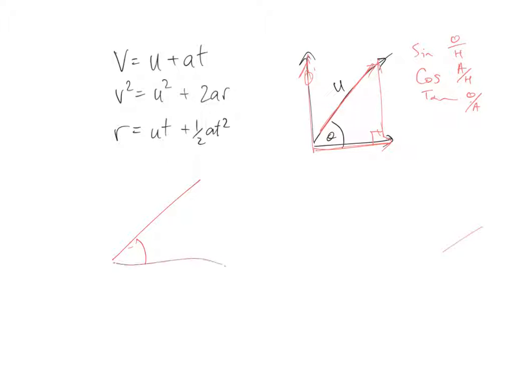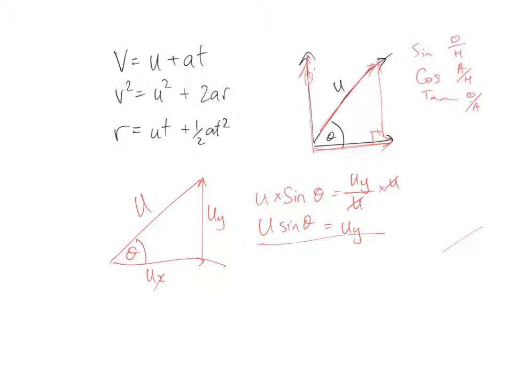So here's our triangle. We have our velocity. We have our vertical component of that velocity, and I've moved it across here, uy. We have ux. Now if I do sine of theta, I get opposite over hypotenuse. Or I can rearrange that, multiply both sides by u. I get uy equals u sine theta. So this is our equation for our vertical component, our y direction, uy.